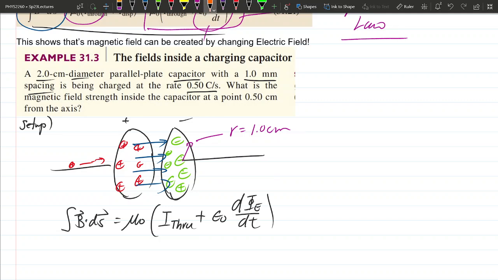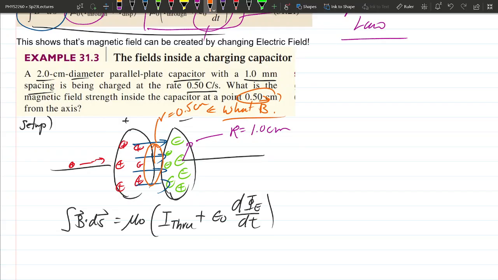All right, I'm just trying to do this. Between these two guys, at some radius, actually this should probably be a big R, at some radius little r of half a centimeter, what is the magnetic field here? Okay, kind of a complicated drawing.